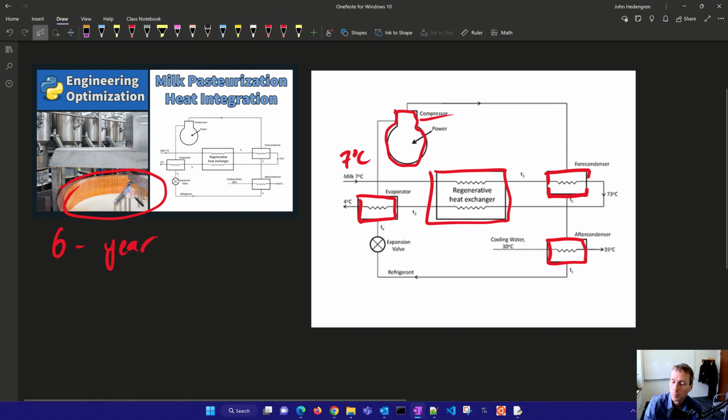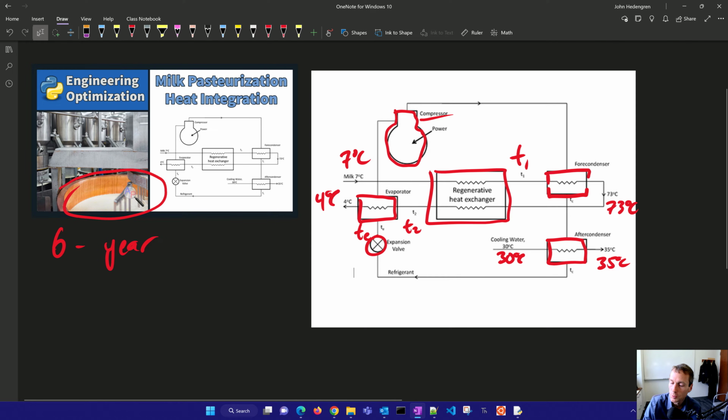Okay, so we have 4 degrees Celsius coming in for the milk, and 4 degrees Celsius going out for the other stream. We need to get the milk up to 73 degrees Celsius. Now we have some cooling water at 30 degrees Celsius coming in and 35 degrees Celsius coming out. We have these different temperatures here. I'm going to call this temperature 1, temperature 2, and this is going to be temperature E of the expansion valve.